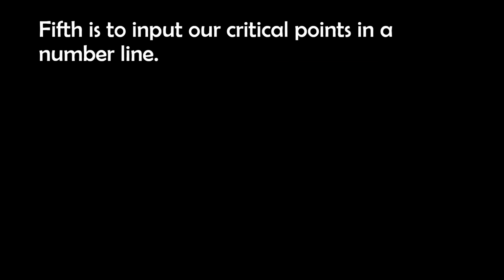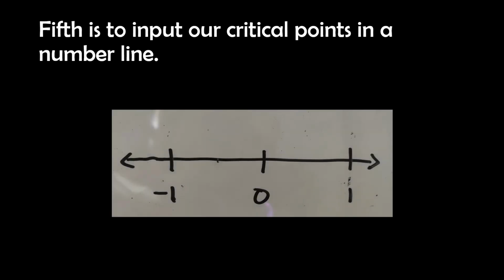Fifth is to input our critical points in a number line. So here we have it, negative 1 and positive 1. Now, you may ask, why is there 0? Well, the 0 is there in order to determine whether the values between our critical points are solutions or not. 0 is just there in order to not get lost during our process.